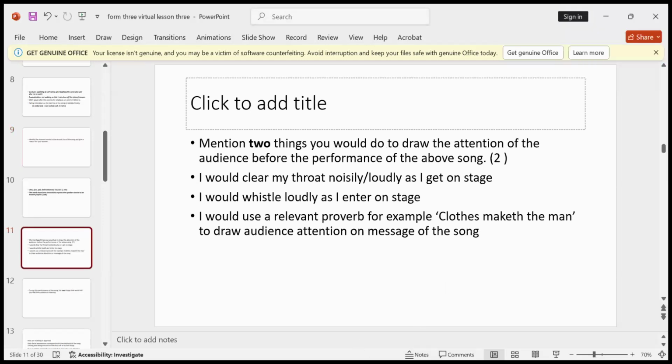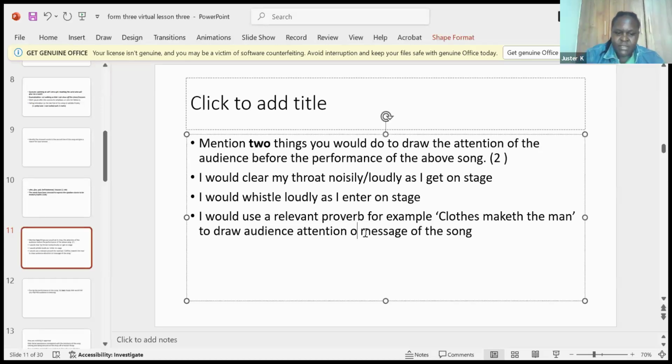Mention two things you would do to draw the attention of the audience before the performance of the above song. One, I would clear my throat noisily or loudly as I get on stage. Two, I would whistle loudly as I enter on stage. Three, I would use a relevant proverb, for example, clothes maketh a man, to draw audience attention to the message of the song.